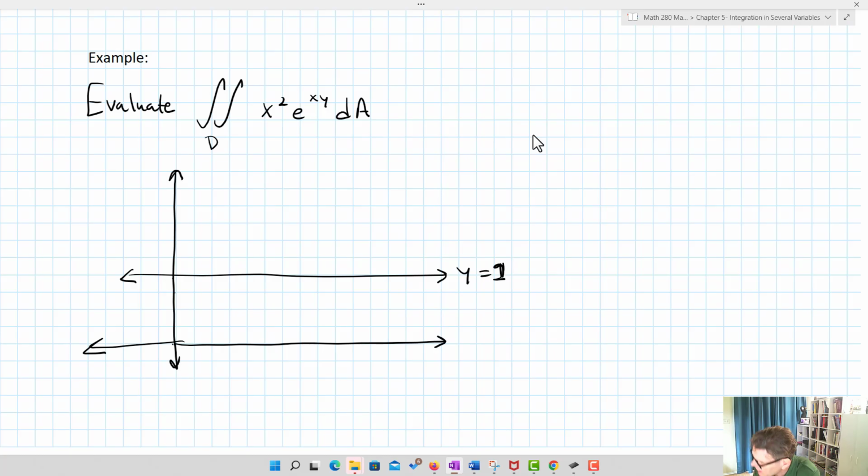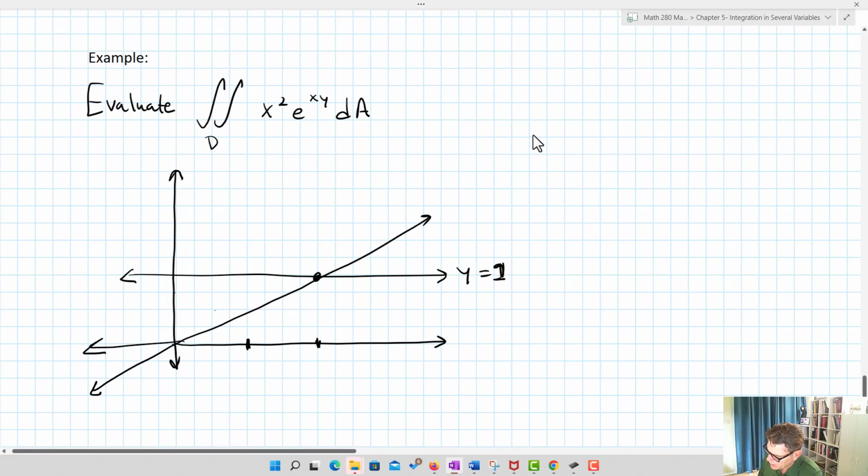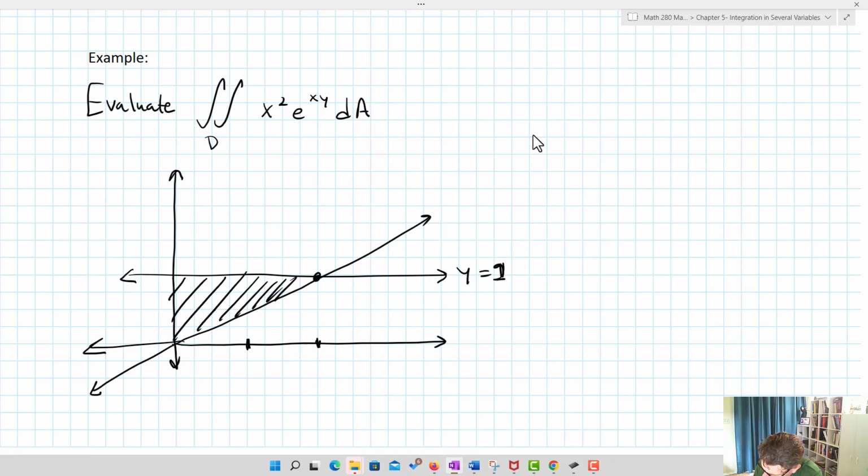And we'll do y equals 1/2 x as the line that we're going to be integrating under. Okay, so that would be 1/2. So that's 1 up, 2 over. There we go. So this is going to be the area that we're actually going to integrate over.